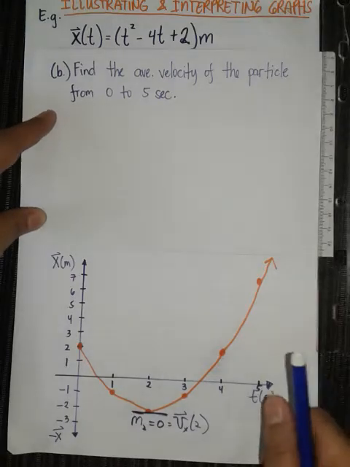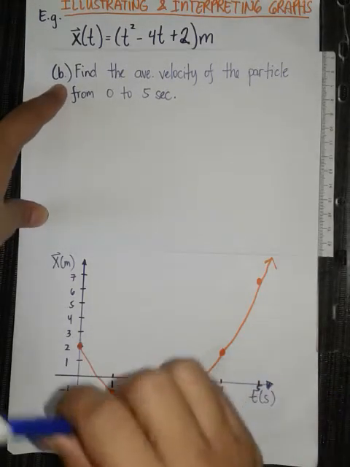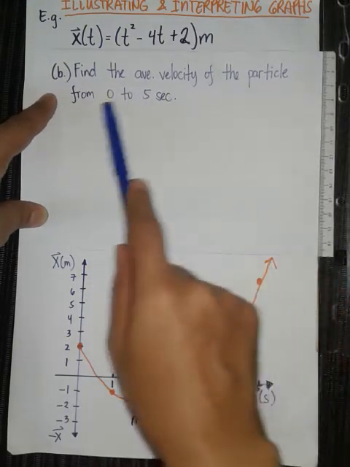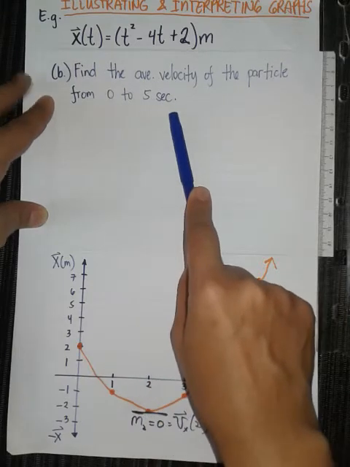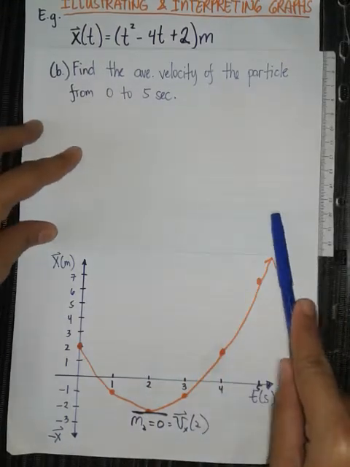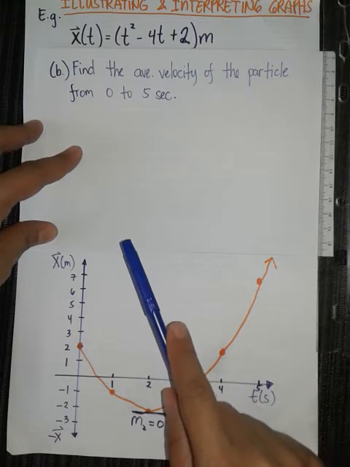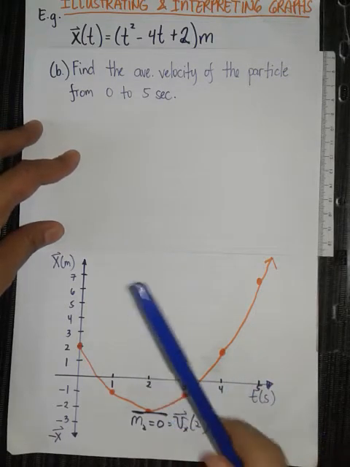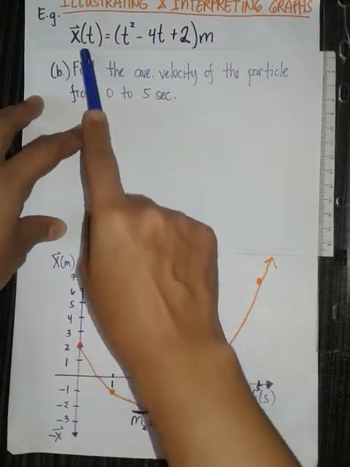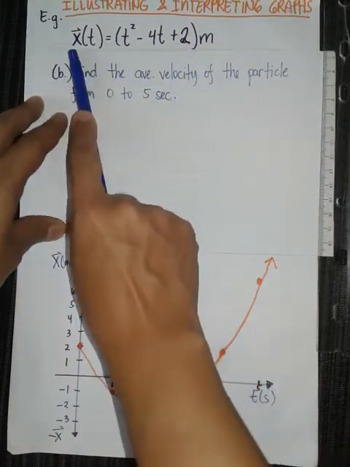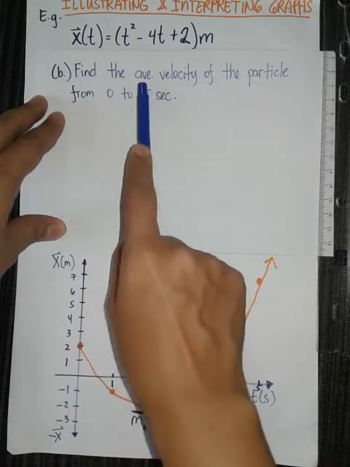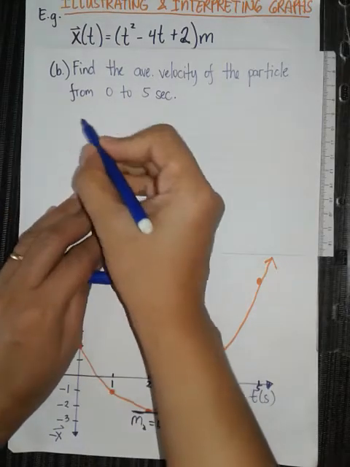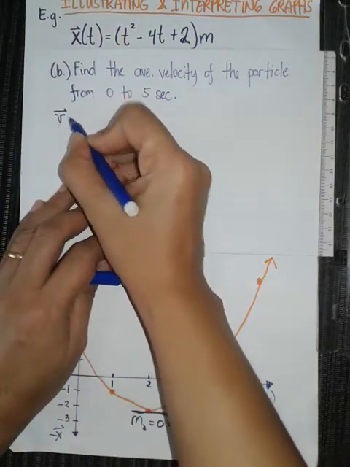Okay, class. Now let's talk about requirement B. Same example. Find the average velocity of the particle from 0 to 5 seconds. In this case, we'll show two methods and see if our answers agree. For the first method, since we are given the position as a function of time, average velocity can just be determined by the definition of average velocity.